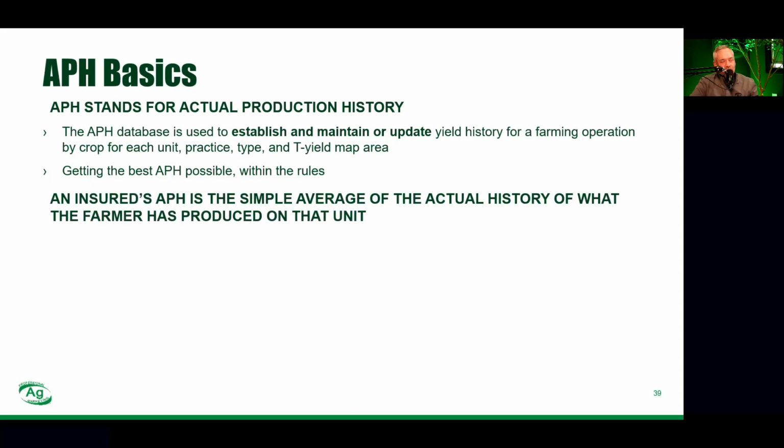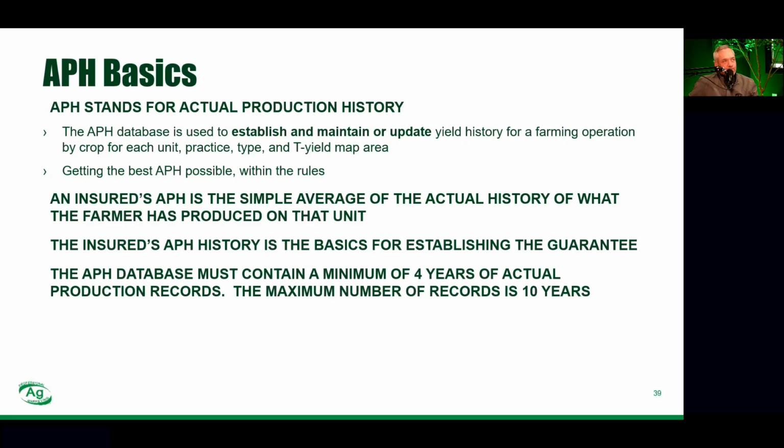An insured's APH is a simple average of the actual history on what you've produced in that unit. Now there's a couple of different terms there. We have a rate yield, which would be the true simple average of your harvested bushels off of that certain field. And we have our approved yield, which will be trend adjusted, which we'll talk about in a little bit. We've hit on that next bullet point a lot. The APH is our key for establishing our guarantee.